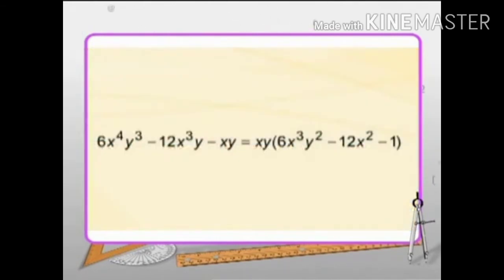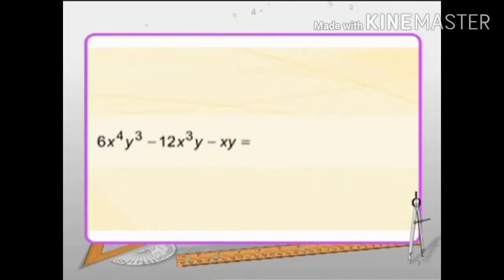Now, let's look at another example. Factorize the expression 6x raised to the power 4 into y raised to the power 3 minus 12x cube y minus xy. The common factor in this case is x times y. Taking out xy, we get xy multiplied by (6x cube y square minus 12x square minus 1) the whole.